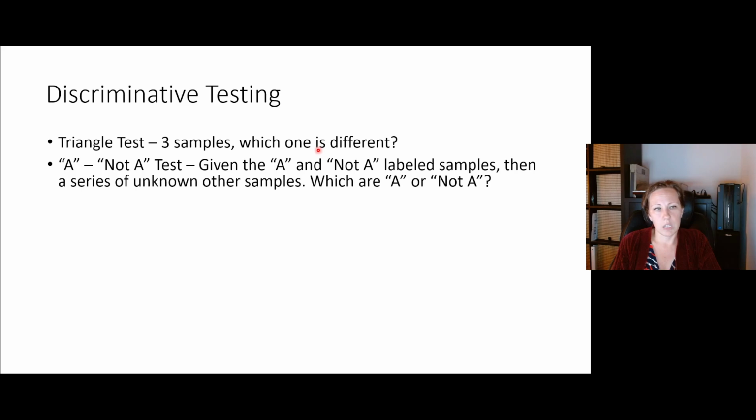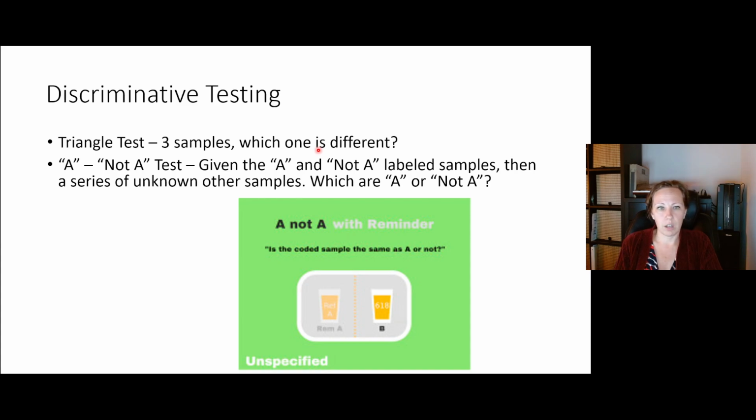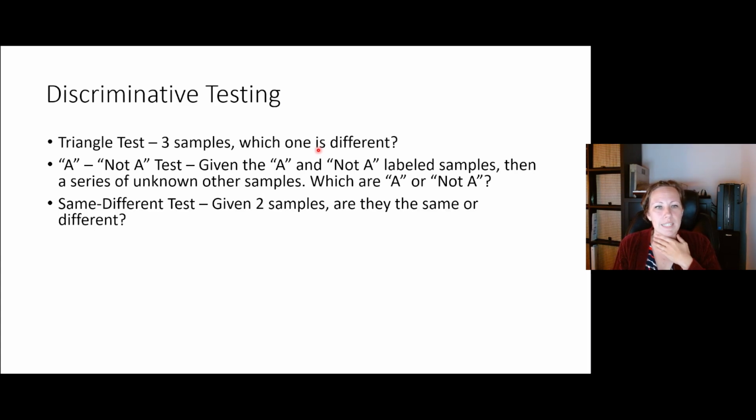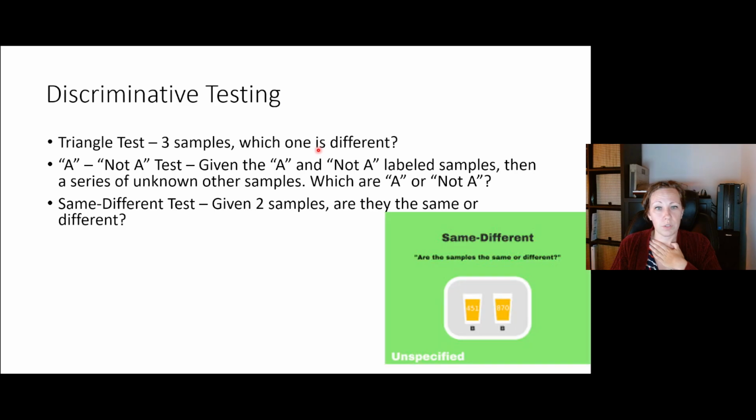Another test is called the A not A test. You are given an A and a not A sample. So I'm going to give you 2 samples. They're going to be labeled A and not A. And then I'll bring out a 3rd sample, and you taste it and tell me, is it A or is it not A? The same different test: you are given 2 samples and you're asked, are they the same or different?